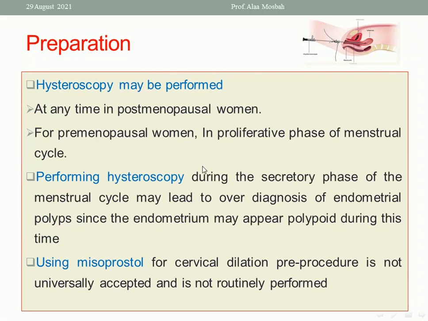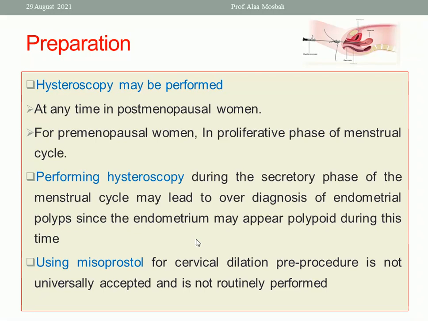Okay? Why am I using the proliferative phase in premenopause, not the secretory? To avoid the secretory effect in making endometrial polyps, since the endometrium may have the picture of polypoid nature, so it may make you misdiagnose the case. So during the secretory phase of the menstrual cycle, it may lead to overdiagnosis of endometrial polyps, since the endometrium may appear polypoid during this time.